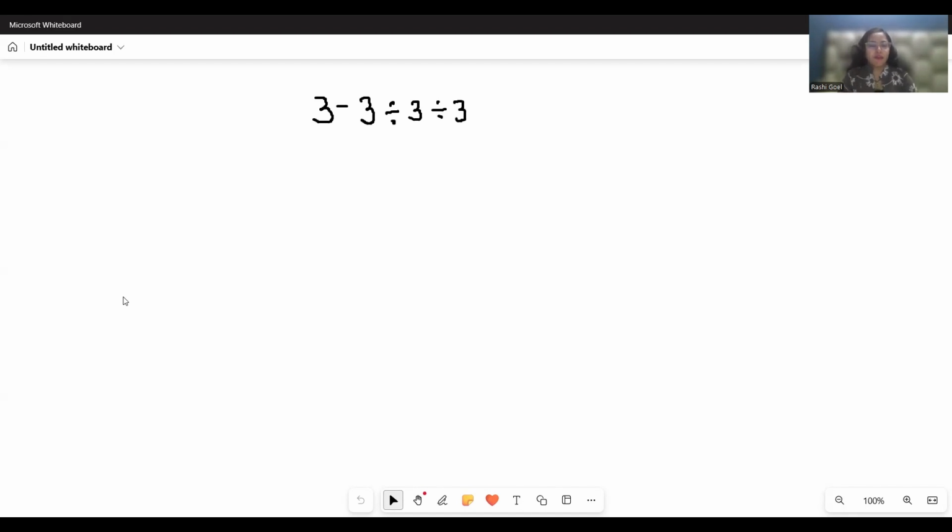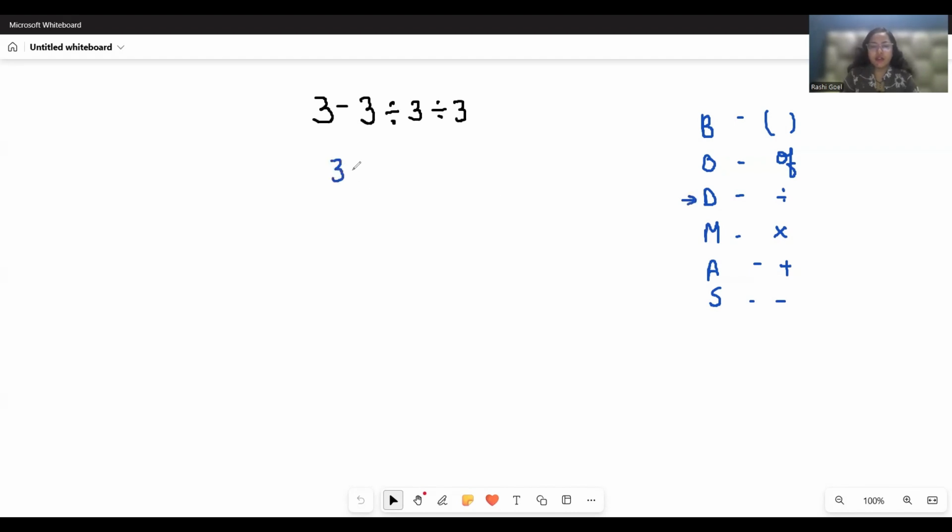Where this type of expression is given, we have to follow the order of operations, which says that first you have to solve the bracket if given, then of, then division, multiplication, addition, and then subtraction. So here we have two symbols, that is subtraction and division. As per the BODMAS rule or PEMDAS rule, we have to first give priority to division.